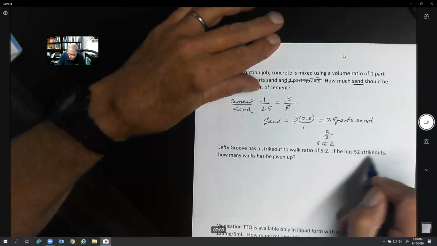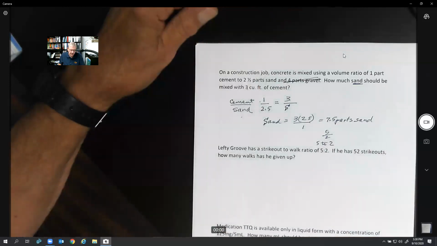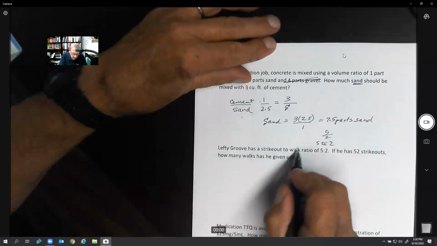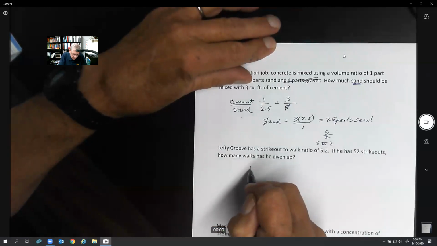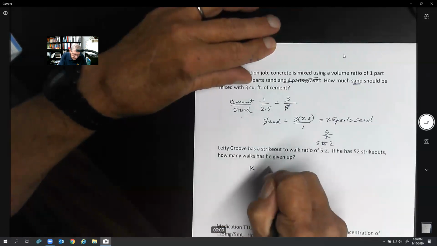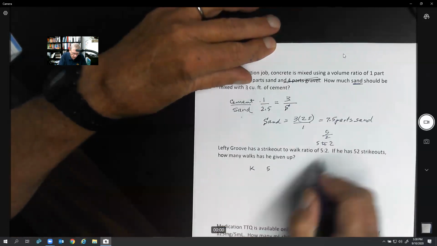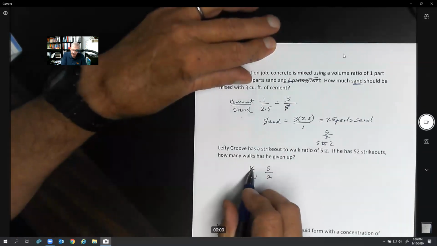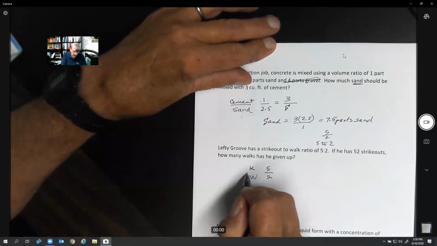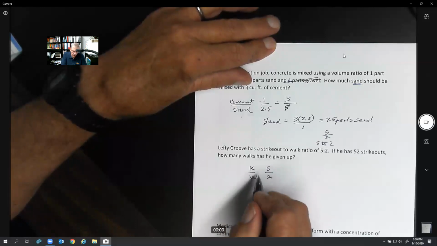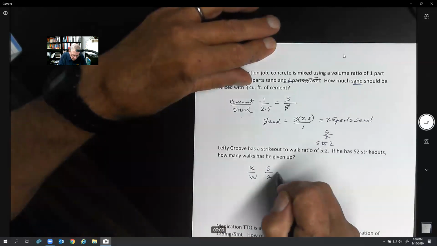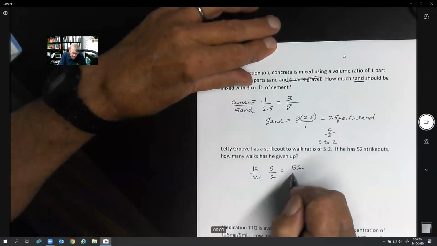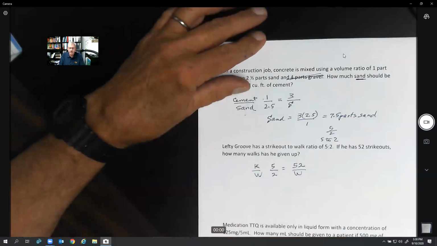If he has 52 strikeouts, how many walks has he given up? Okay, what does the 5 stand for? Strikeouts, 2 walks. So let's put the symbol for strikeouts, a K. Let's put a 5, and the symbol for a walk, we'll put a W, is 2. 5 strikeouts. I like to put this in words down here. 5, we're going to put strikeouts over walks. Now I'm going to put the 52 strikeouts. I'm going to set that equal to 52 strikeouts, and this should tell me the number of walks.